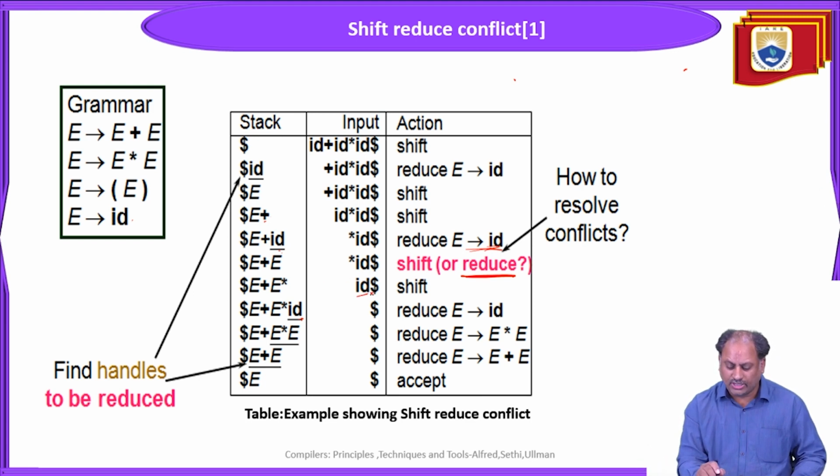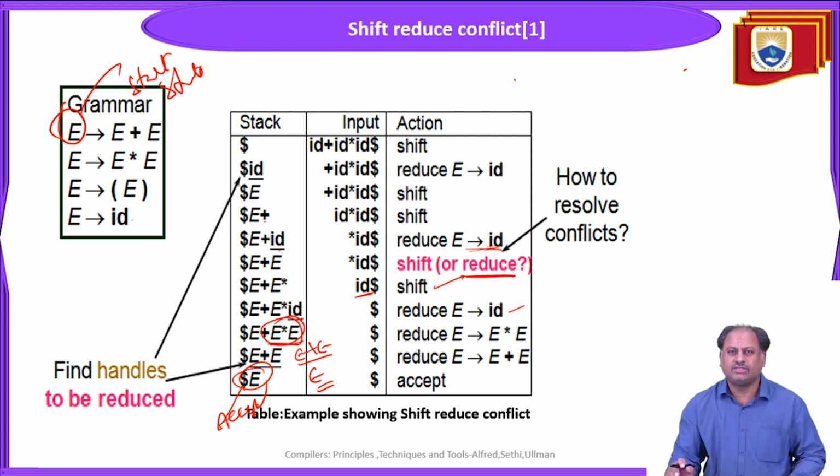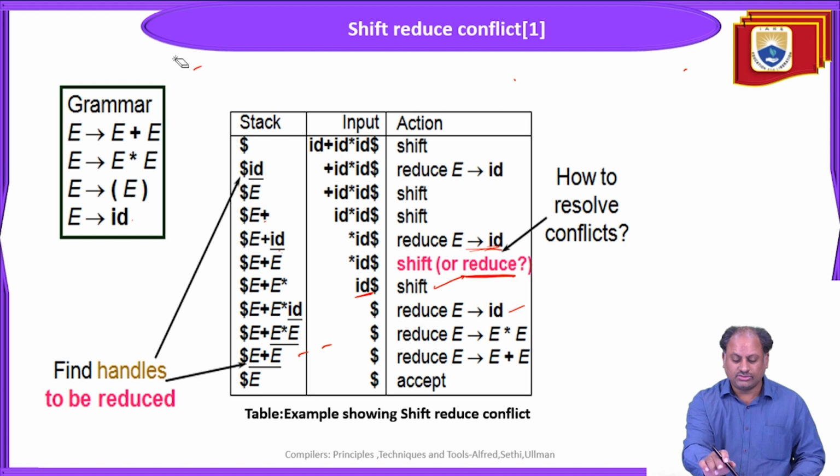So after this we applied id, that is a shift action, then automatically we applied once again reduce E plus E, then E star E, which can once again be reduced, and once again we get E. So in this way finally we get $E, and we can say that it is accepted, since it is the start symbol for the given grammar. So handles we applied, but how to do this depends on the context, which one is to be resolved. So this is to be considered a shift reduce conflict.